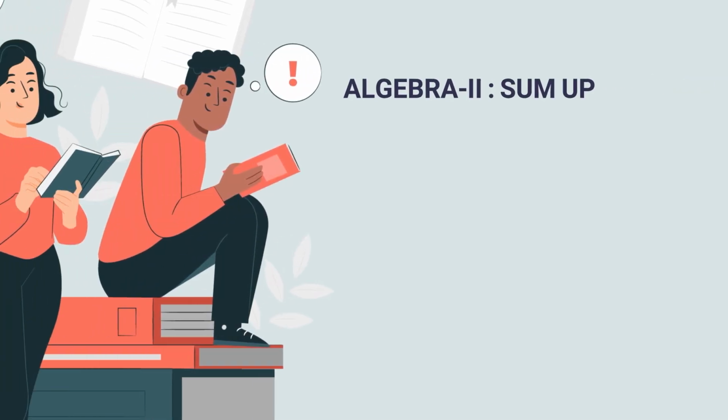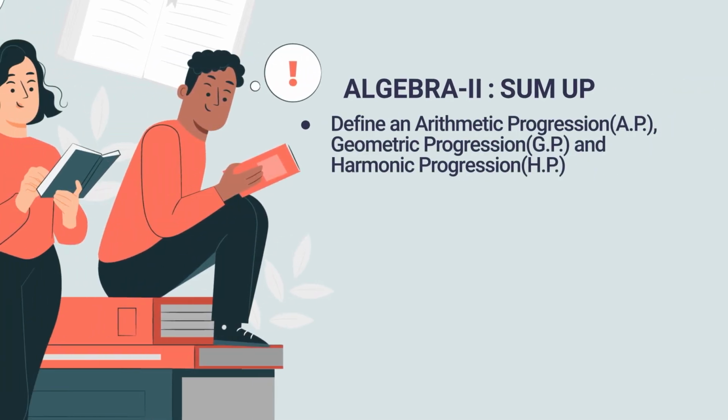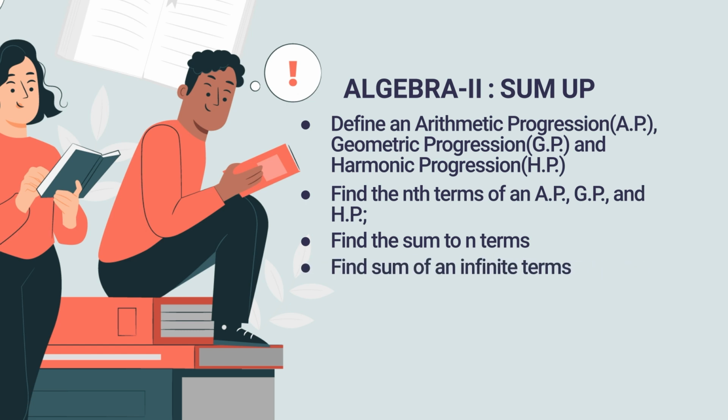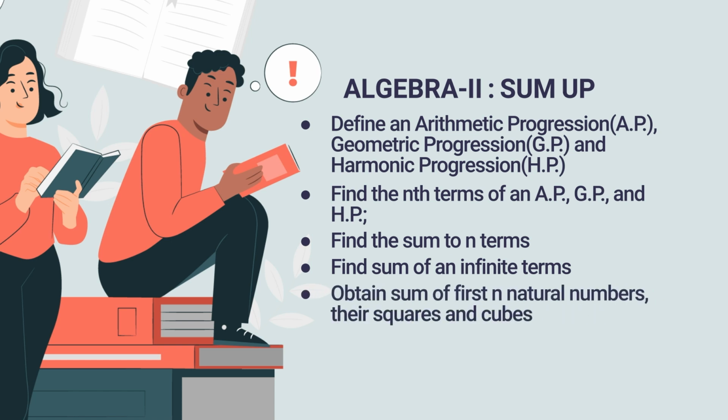The important parts that we learned were how to find the nth term of an arithmetic progression, geometric progression, and harmonic progression. We also learned what arithmetic, geometric, and harmonic progressions actually are. Also, we understood the sum of n terms and the sum of infinite terms in different progressions. And we learned how to obtain the sum of the first n natural numbers, their squares and cubes.